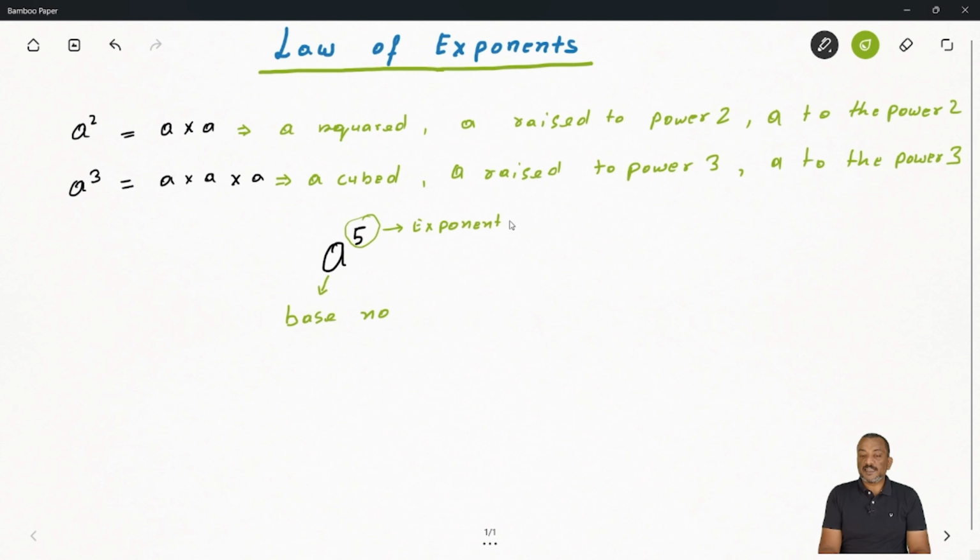Okay, this exponent can be any number, positive number, negative number, or anything. Okay, so that is called exponents. Hope it's clear? You can say one more thing.